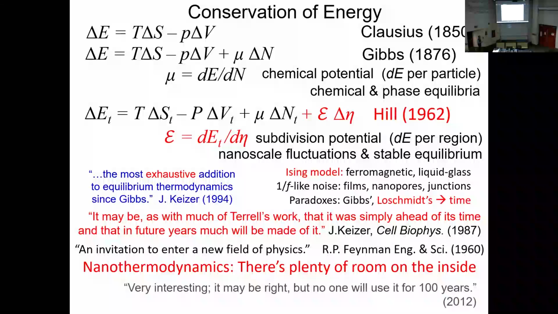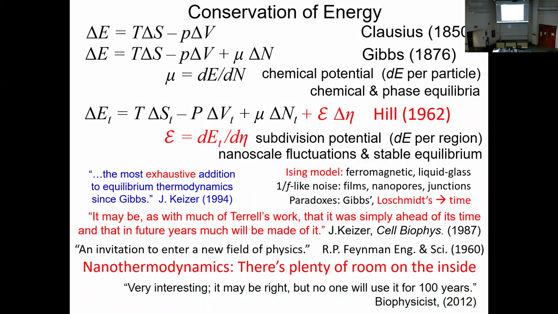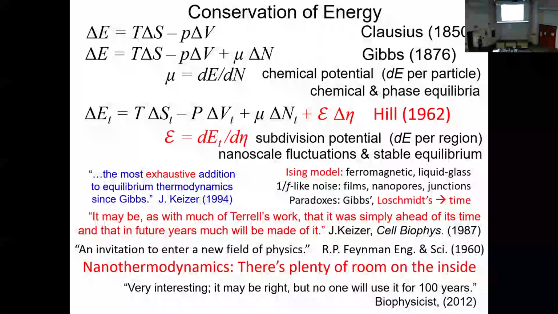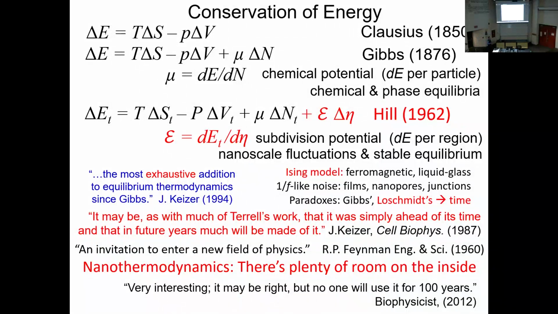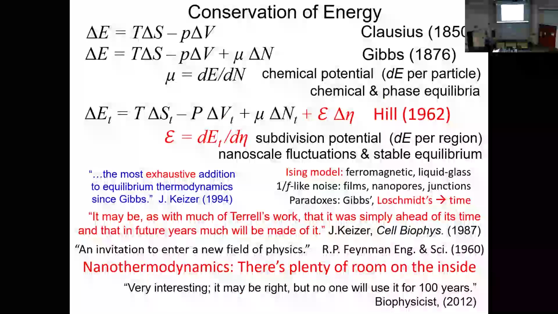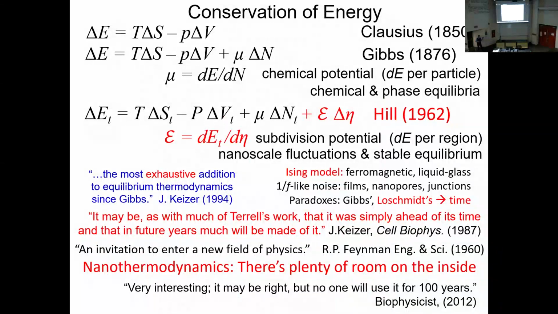Well, a prominent biophysicist came to visit some years ago, and when I gave him something like this talk, he said he actually knew Terrell Hill. He worked with Terrell Hill at the National Institutes of Health, but he hadn't heard of this small system thermodynamics. He said, very interesting, it may be right, but no one will use it for 100 years. And I think the reason he said that was because it's based upon thermodynamics and not statistical mechanics. And physicists don't trust thermodynamics. Okay, thank you for your attention.